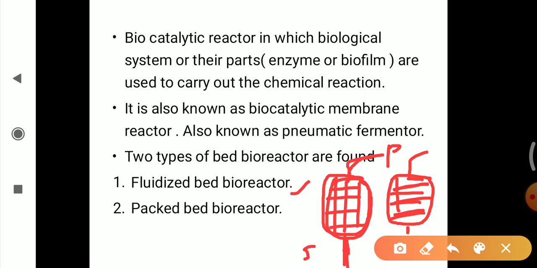The only difference is that in the fluidized bed bioreactor, we use a jelly-like material as the packaging material to prepare a bed or a column, whereas in the packed bed bioreactor we use a solid-like material to prepare a bed or a column. Now we will see in tabular form the difference between the fluidized bed bioreactor and the packed bed bioreactor.